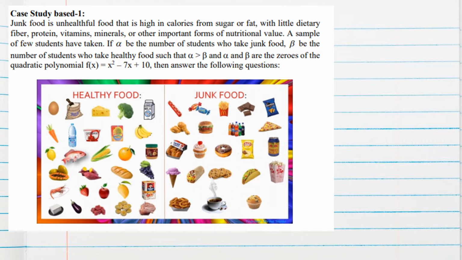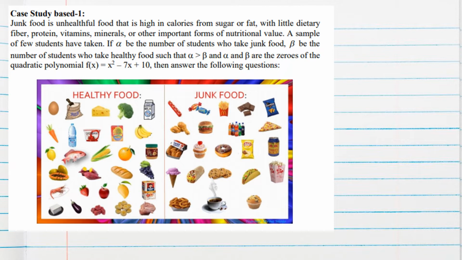Now, CBSE has introduced case study type questions in both class 10 and 12. So, here are some examples from the chapter Polynomials, because in the sample paper they have introduced one case study question, and from the polynomial chapter it is there. So, this question: junk food is unhealthful food that is high in calories from sugar or fat with little dietary fiber, protein, vitamins, minerals or other important forms of nutritional value.